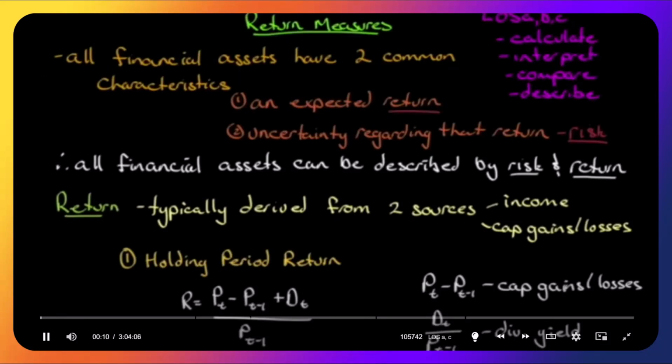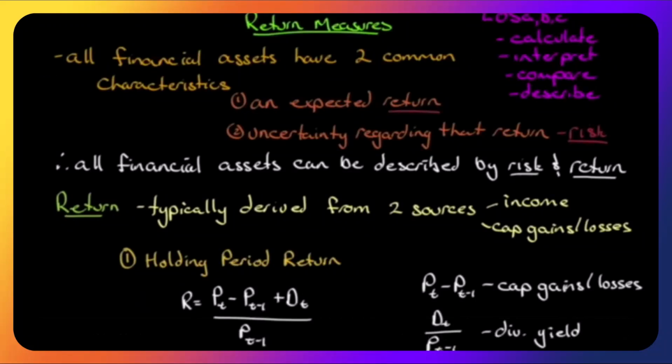Let's move forward with these return measures. All financial assets have two common characteristics. All of them. And this is why we can compare them, because they have these two common characteristics. So we have an X and Y coordinate plane that we can plot all of these asset classes on and see how they relate to each other. They have an expected return, and they have uncertainty regarding that return. And that we call risk.